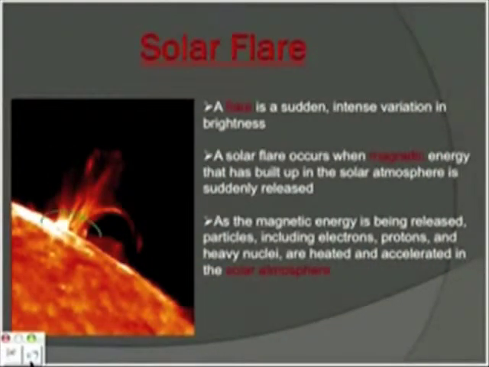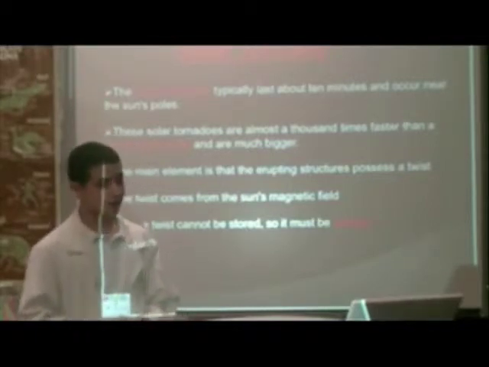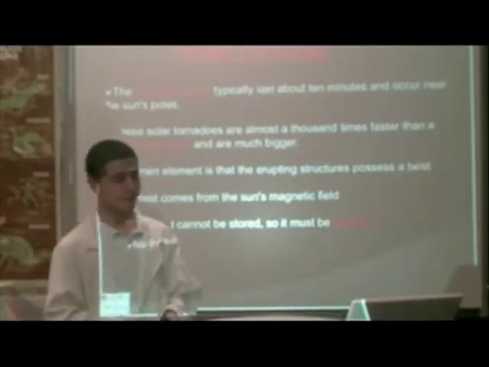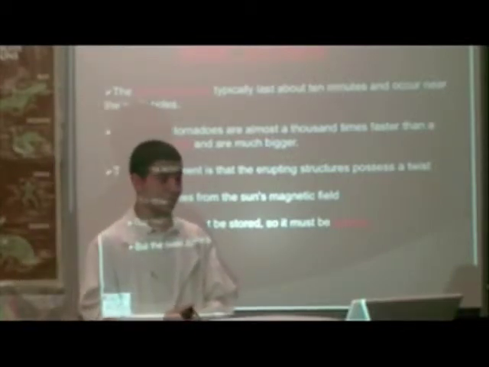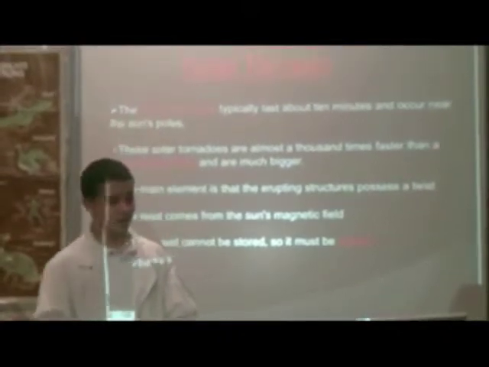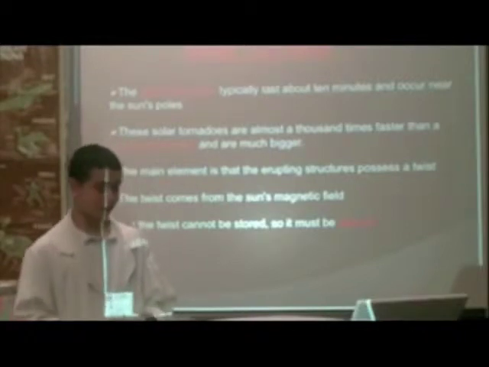various particles are being ejected all through the solar atmosphere. There's also solar tornadoes. A solar tornado typically lasts about 10 minutes and occurs near the sun's poles, the north and south poles. These solar tornadoes are almost 1,000 times faster than a terrestrial tornado and much bigger.